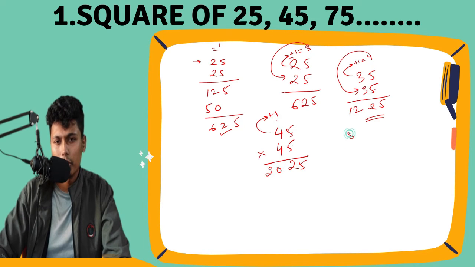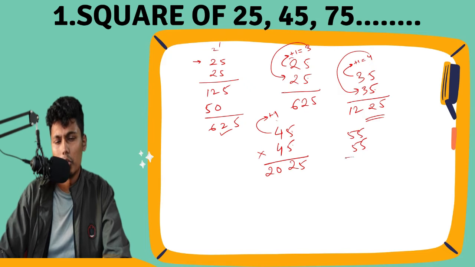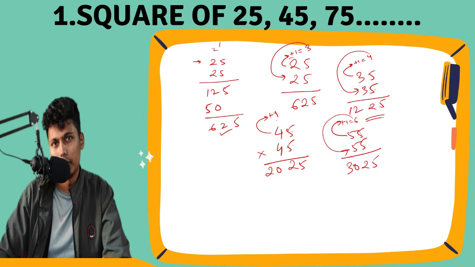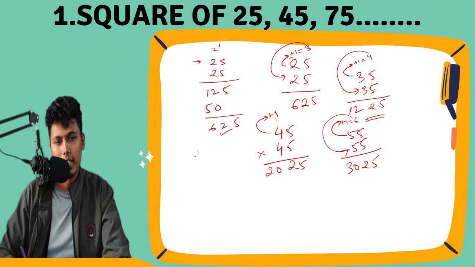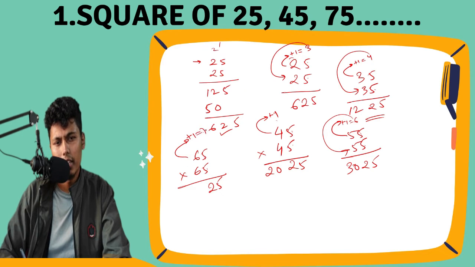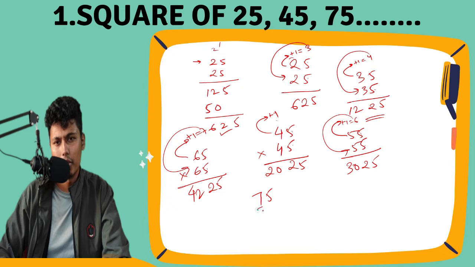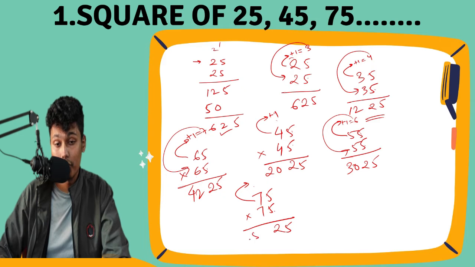Let us say suppose 55 into 55. So 5 fives are 25, 5 you do plus 1, that will be 6, 6 fives are 30. Let us take more, that is 65 into 65. So 5 fives are 25, 6 you do plus 1, which will be 7, 7 sixes are 42. 6 becomes 7, 7 sixes are 42. Let us take more examples. 75 into 75. 5 fives are 25. Now 7 plus 1, which is 8, 8 sevens are 56.